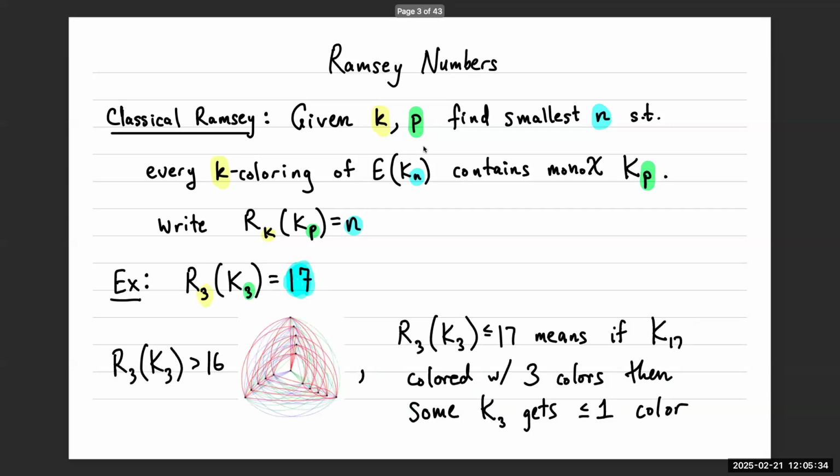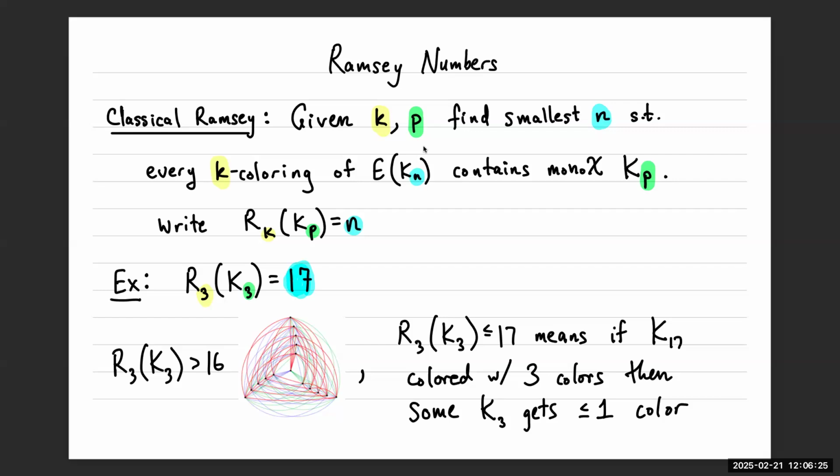I've got another example here with more colors. R3 of K3 equals 17. What does that mean? To prove that R3 K3 equals 17, you have to show 2 things: that it's bigger than 16 and that it's at most 17. To show it's bigger than 16, that amounts to providing a 3 coloring of the edges of K sub 16, so that there are no monochromatic K sub 3s, K3 being a triangle. In this case, R sub 3 means there's 3 colors.